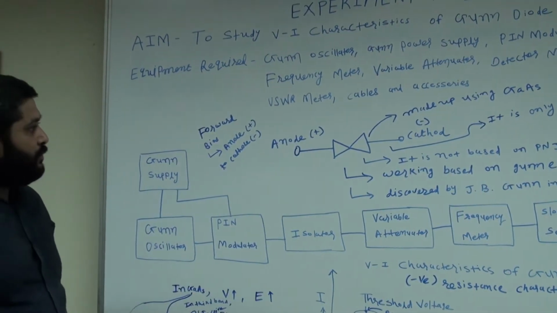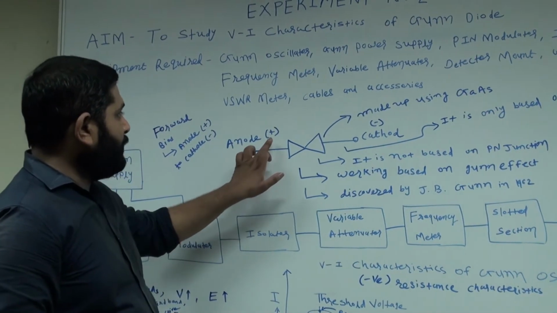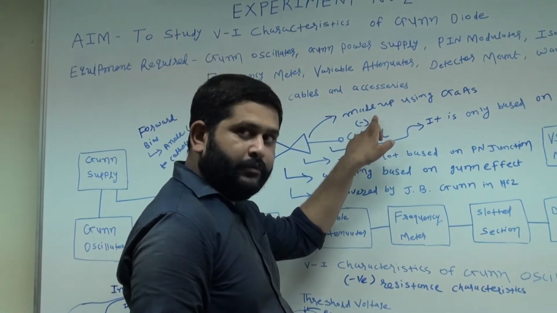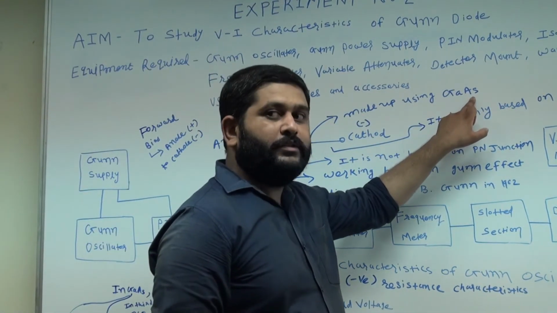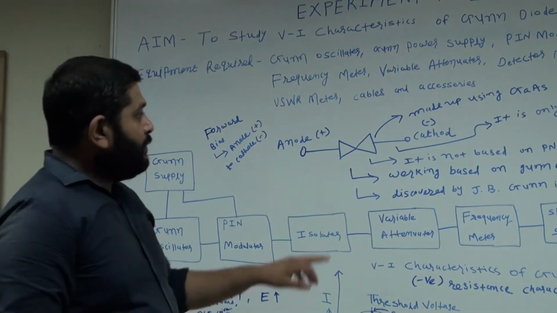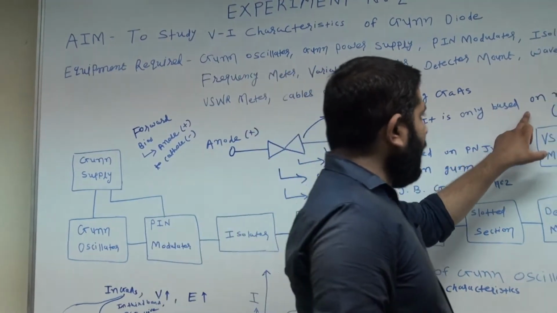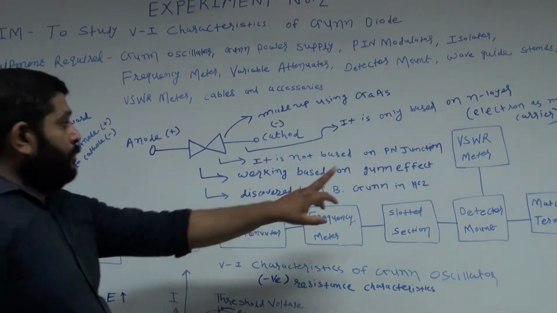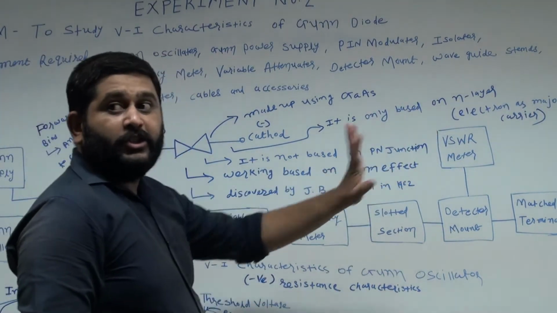And this one is the symbol of Gunn diode. This terminal is the anode, represented as positive. This one is the cathode, represented as negative. The Gunn diode is made using GaAs, gallium arsenide. It is not based on a PN junction, it is based only on an N layer with electrons as the majority carrier. It works based on the Gunn effect, discovered by J.B. Gunn in 1962.